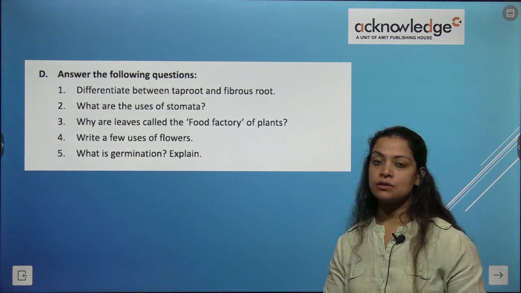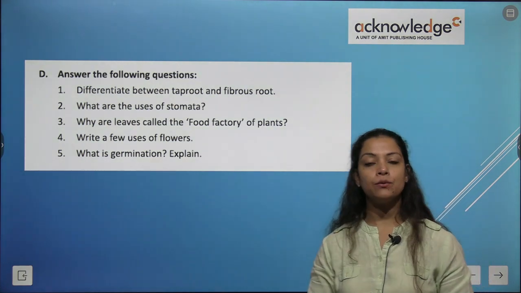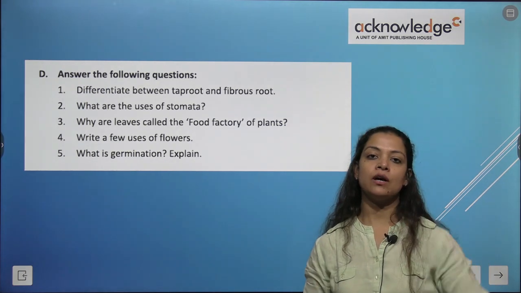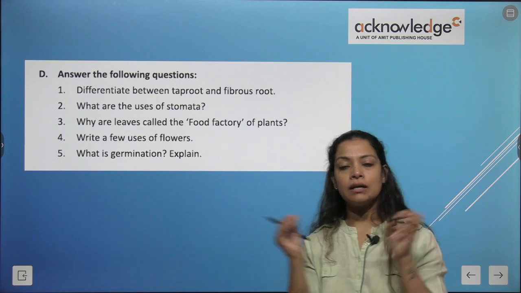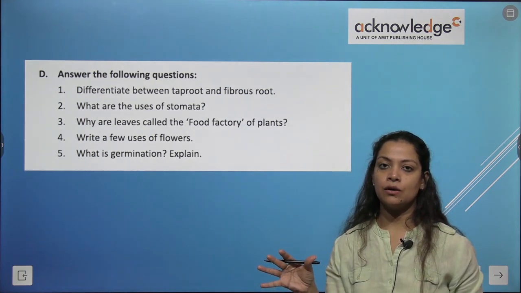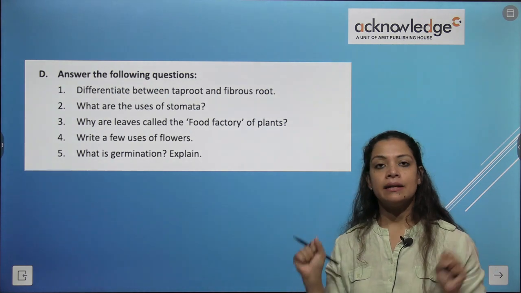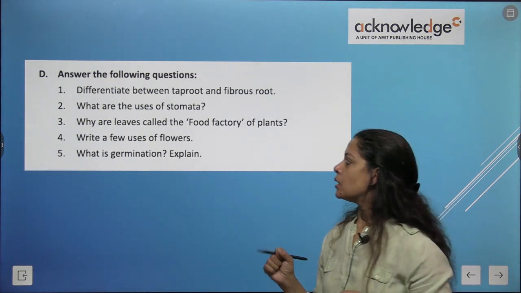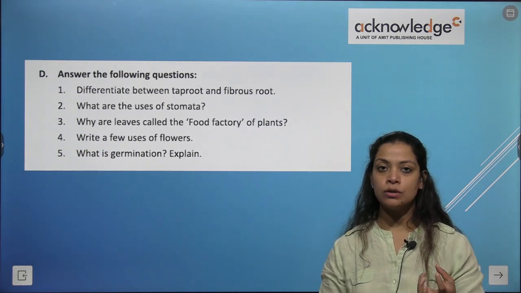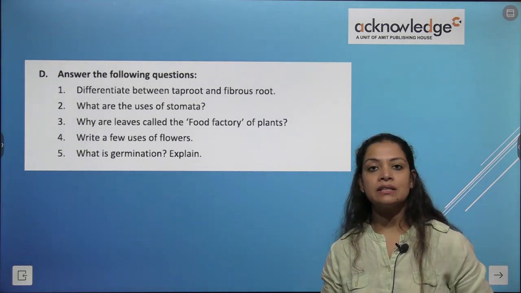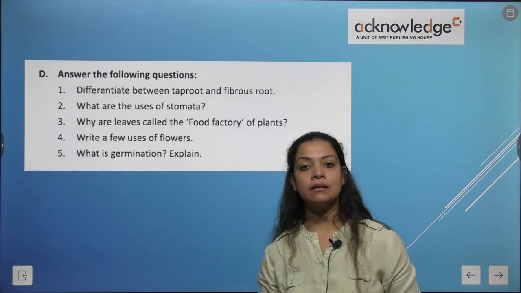Now you have to answer these questions. Differentiate between taproot and fibrous root. So taproot क्या है? A single root coming out of a plant is a taproot. Fibrous roots are where a lot of other thread-like roots are coming out of the root system. So fibrous roots में there is a network of roots. All right. What are the uses of stomata? Stomata are pores present in the leaves, and they help in the breathing process. So they are basically their breathing organ. Also they help in making food.